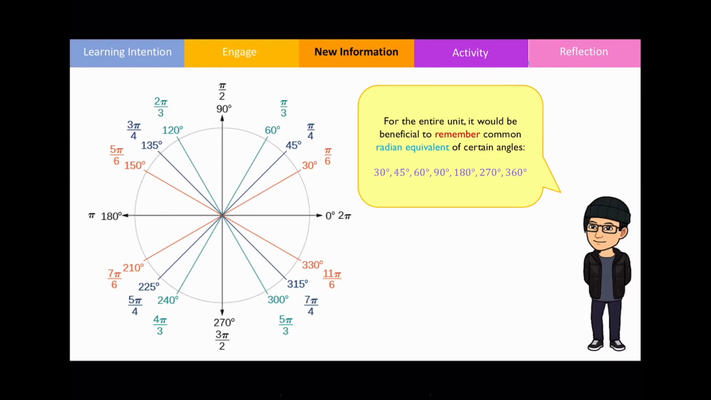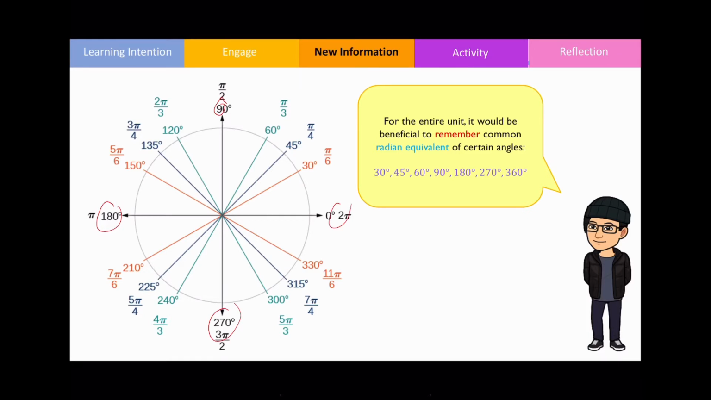For the entire unit, I do strongly encourage you to memorize some of the common radian equivalents of certain angles. The angles that I encourage you to memorize are 30 degrees, 45, 60, and the four, I suppose, corners or vertices of the unit circle. So 90, 180, 270, as well as 360, okay?